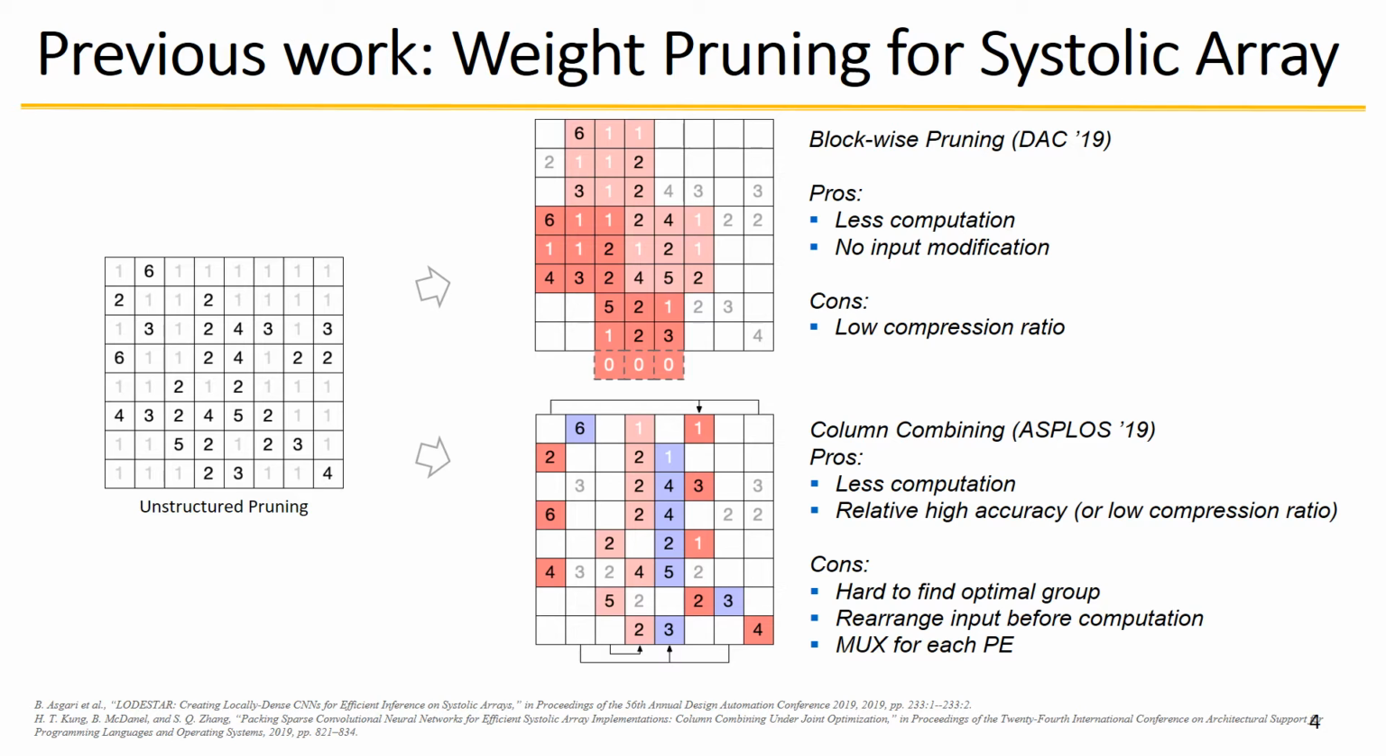The column combining method squeezes several columns into one column. However, many non-zero weights are discarded, potentially leading to a degradation of inference accuracy. In addition, this method incurs extra hardware costs for multiplexing inputs in the systolic array, since it breaks the vertical data dependence of the systolic array.